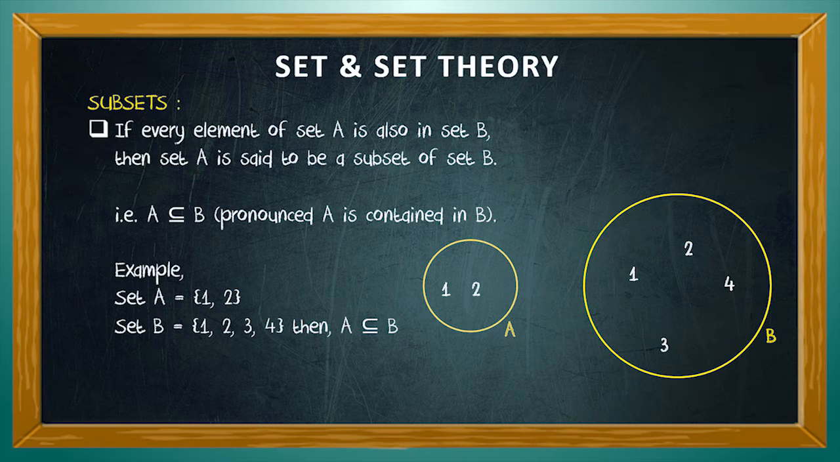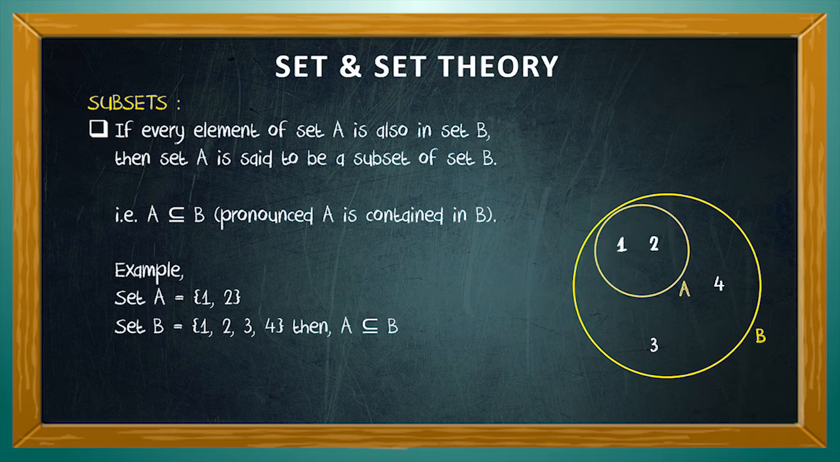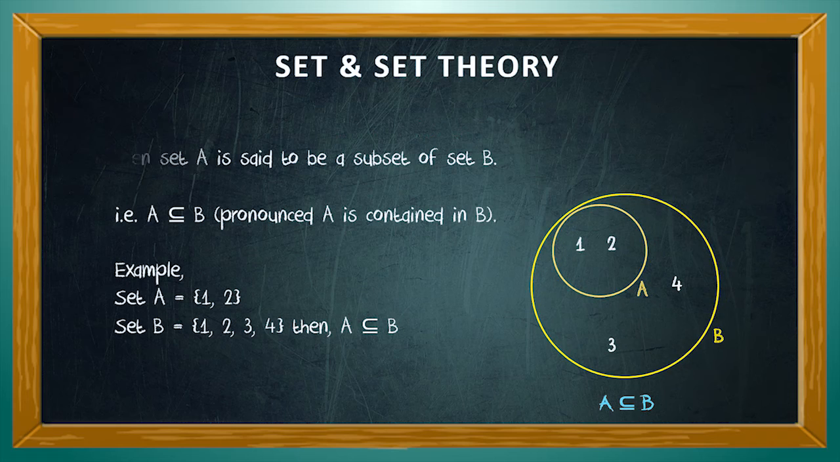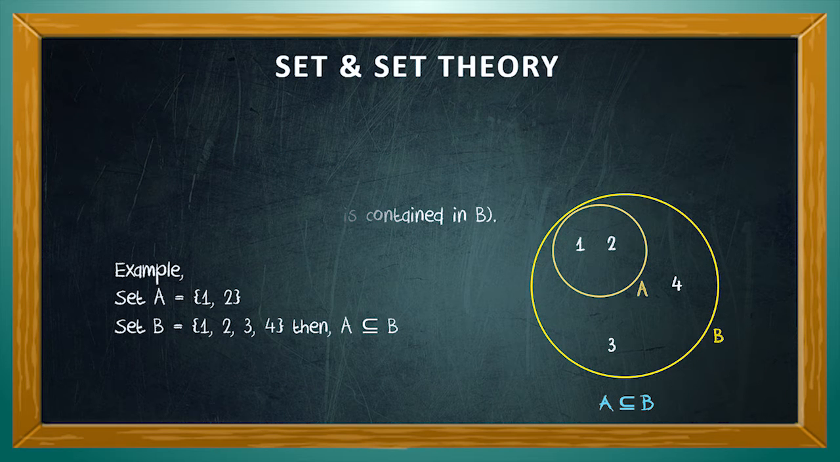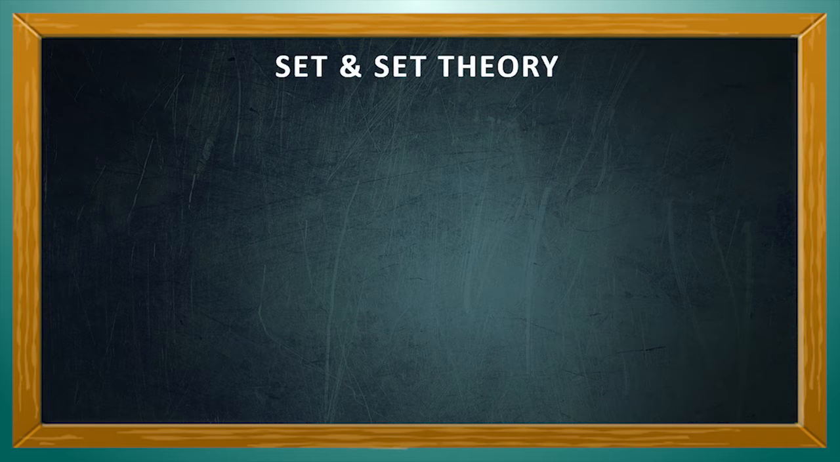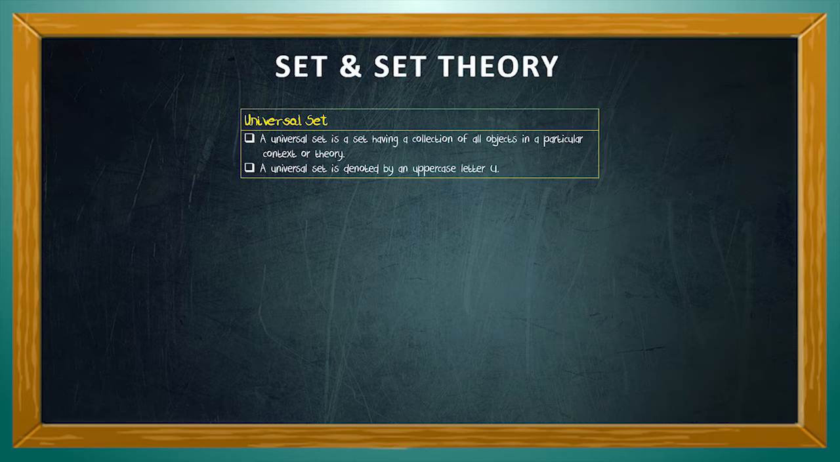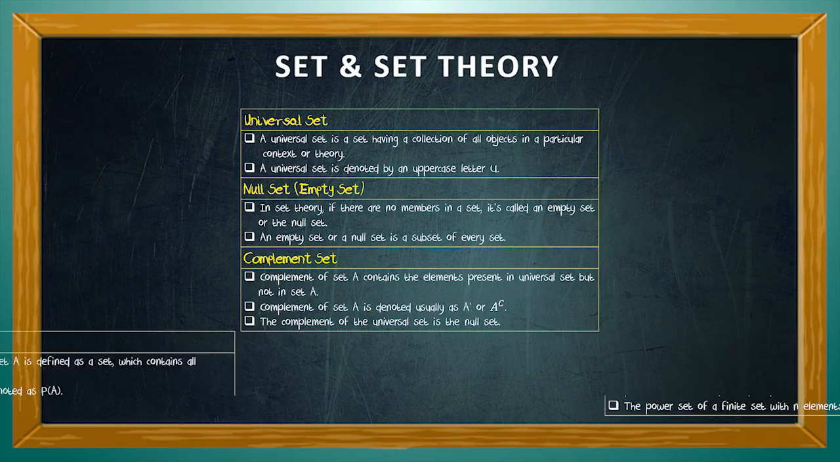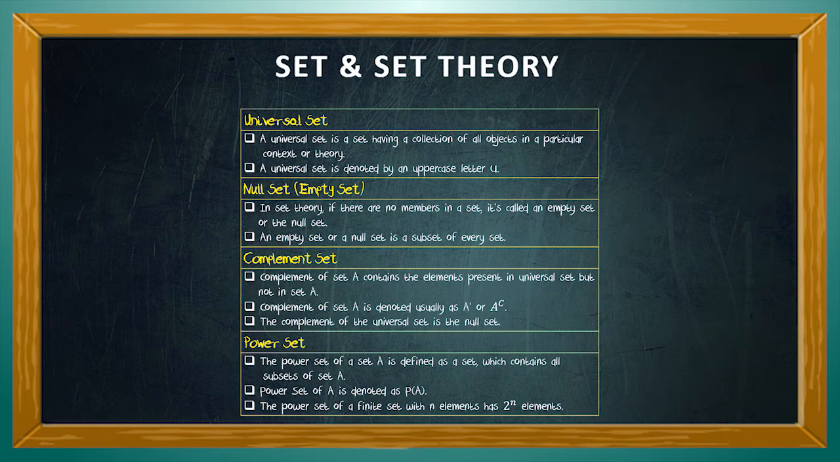In the example written on the board, set A contains only two members, 1 and 2. Set B contains four members, including 1 and 2, and therefore we can say that set A is a subset of set B. There are some unique kinds of sets in set theory: the universal set, the null set, complementary set, and the power set.